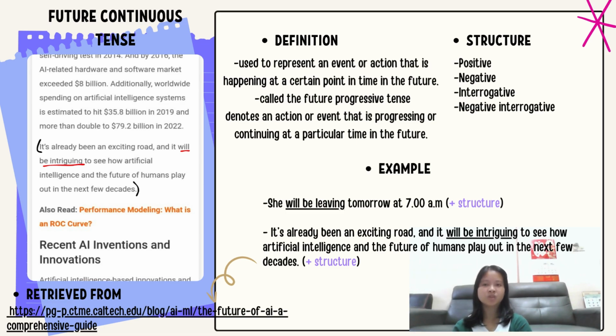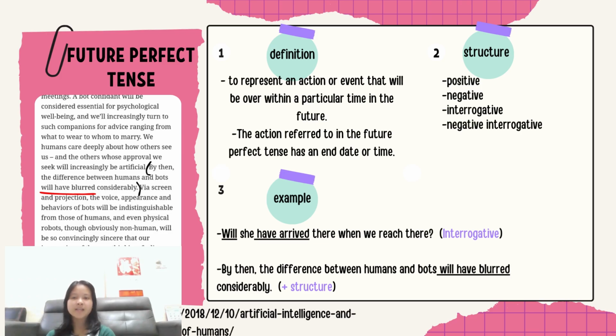So we'll move on to the next future tense. The next one we'll go through is future perfect tense. The definition of future perfect tense is to represent an action or event that will be over within a particular time in the future. Other than that, the other definition for future perfect tense is the action referred to in the future perfect tense has an end date or time. Future perfect tense has the same structure as the other two future tenses that we already discussed just now.